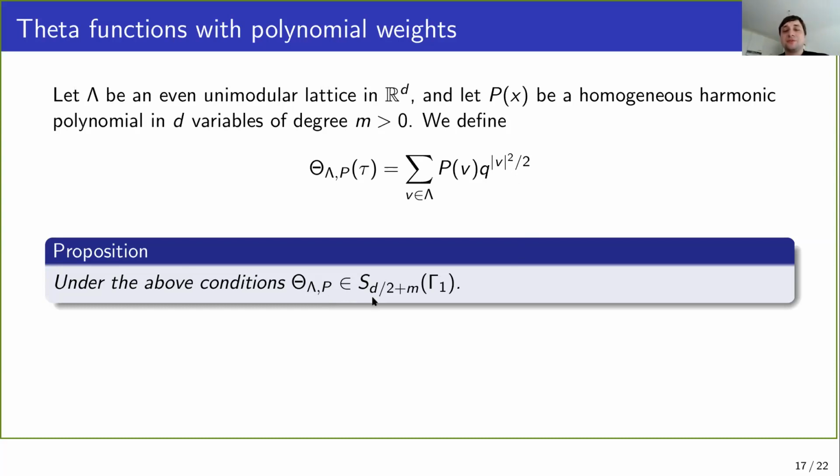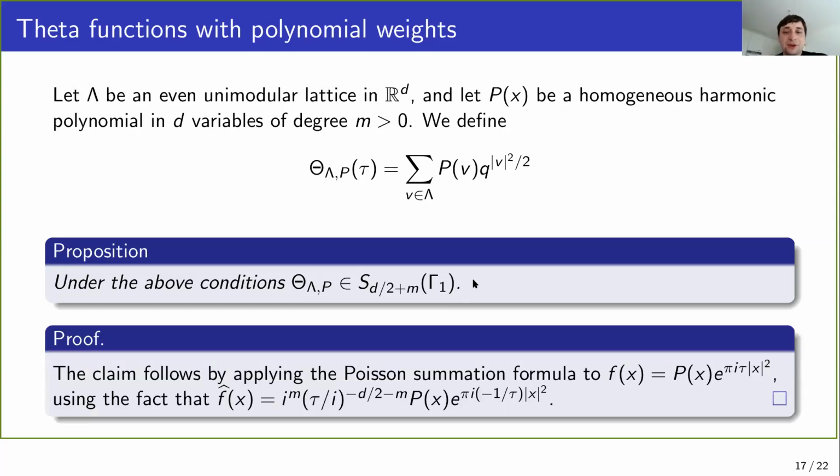So it becomes dimension divided by 2 plus m, where m is the degree of this homogeneous harmonic polynomial. And because I forced the degree to be greater than 0, by way of defining it here, and it's homogeneous, if you look at the 0 vector in the lattice, the coefficient it contributes is 0. So automatically, if we show that it's a modular form, it's going to be a cusp form.